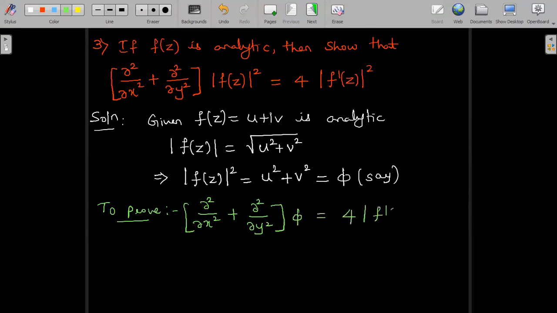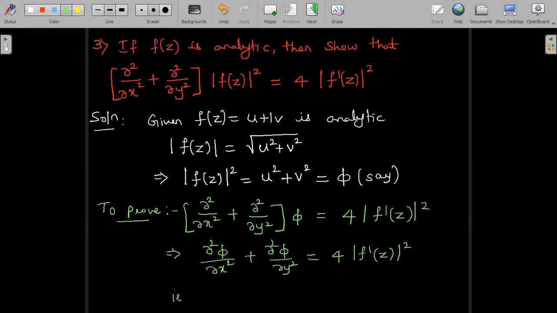4 into mod f dash z the whole square. This is phi for us, no? Mod f of z the whole square is nothing but phi we have taken. So I wrote phi there. Now we will multiply phi for both the derivatives. So this gives us dou square phi by dou x square plus dou square phi by dou y square is equal to 4 times of mod f dash z the whole square. Now in short form, this can be written as phi xx plus phi yy is equal to 4 times of mod f dash z whole square. This is to be proved.